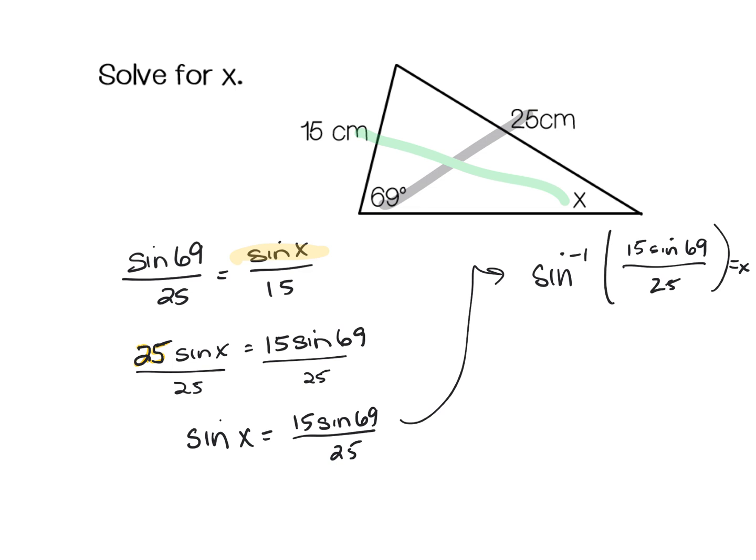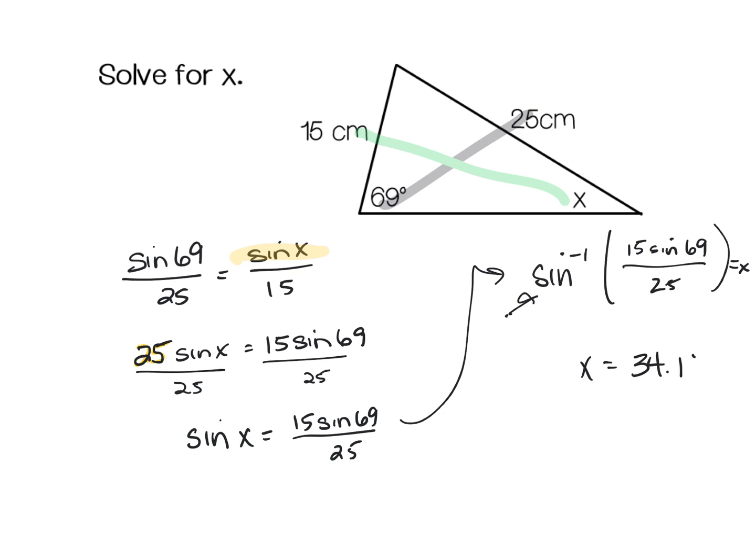So in my calculator, I'm going to start by typing in second sine, and I need to type in 15 sine of 69. But again, I need to close that parentheses. So you have to close your parentheses one time around 69, and then do divided by 25. And then I close my parentheses for good measure as well. And then I can press enter, and you should get about 34.1 degrees.